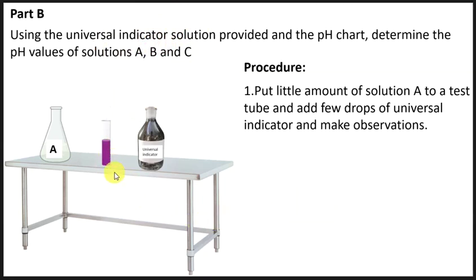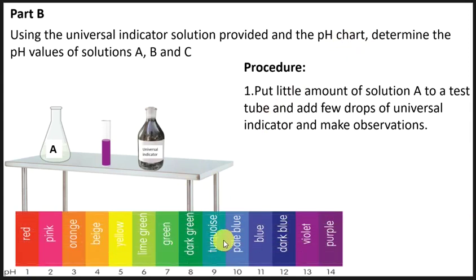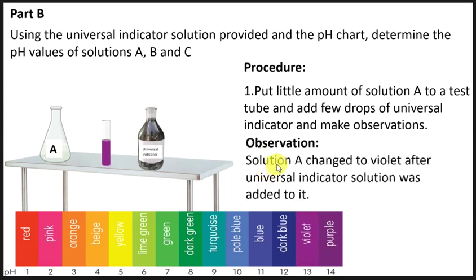We don't know the color. If you don't know the color, you may be given the pH chart which contains colors. So pick the pH chart with colors and then compare the color. This color is similar to violet here, so make the observation: solution A changed to violet after universal indicator solution was added to it. Yeah, that's what we have seen.